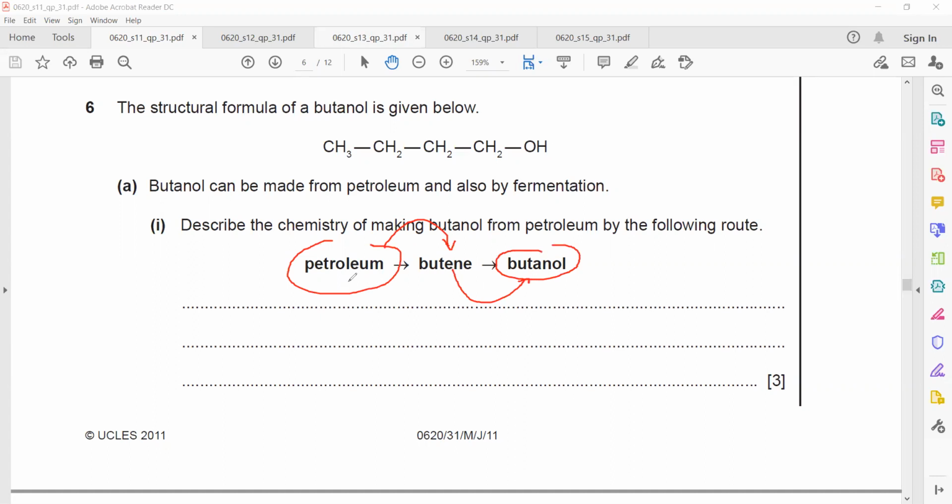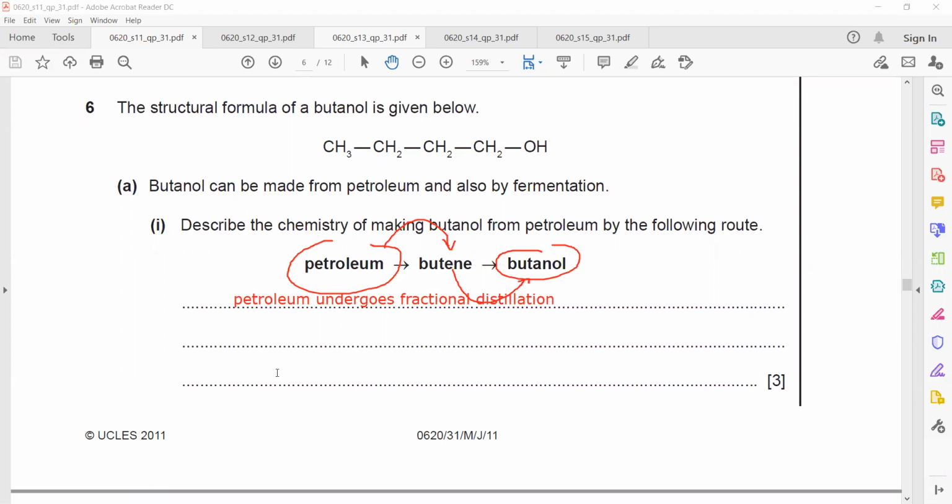So first for petroleum, which process will we use? Petroleum is a mix, meaning crude oil, which is a mixture of hydrocarbons. So first we will do a fractional distillation of the petroleum, and we will have different fractions.